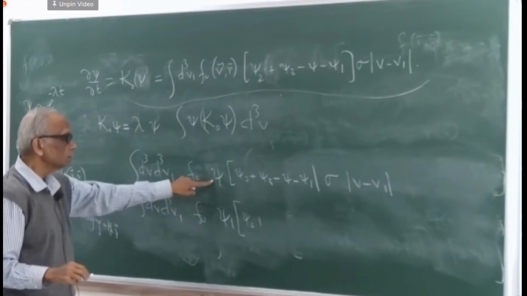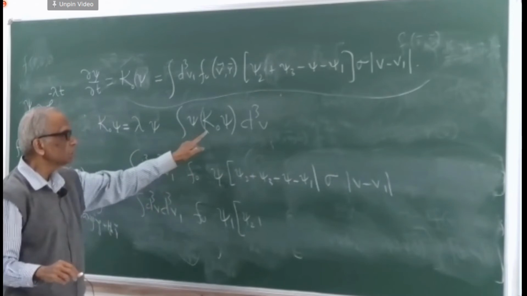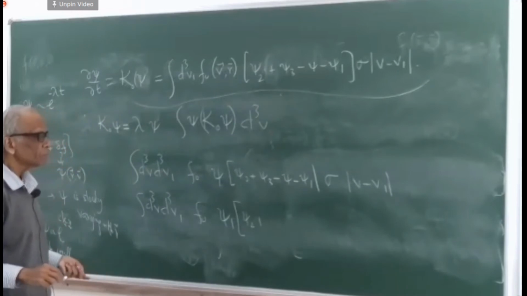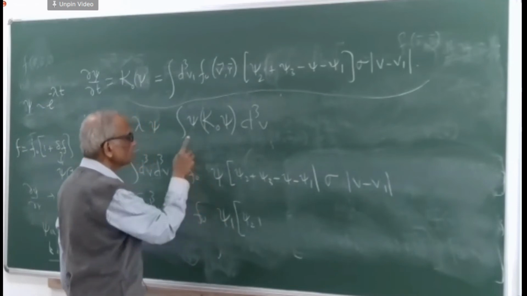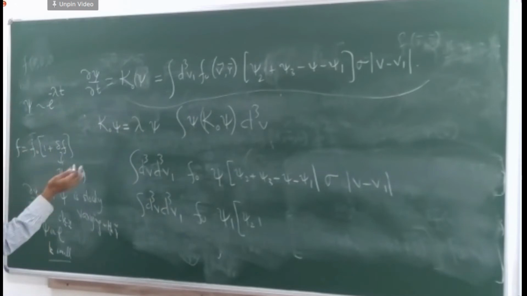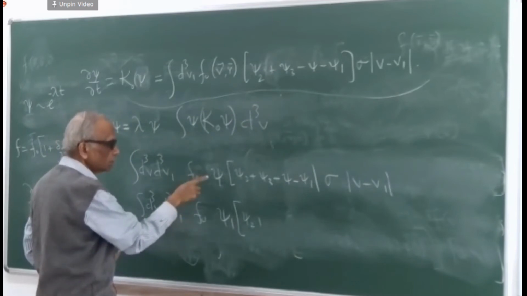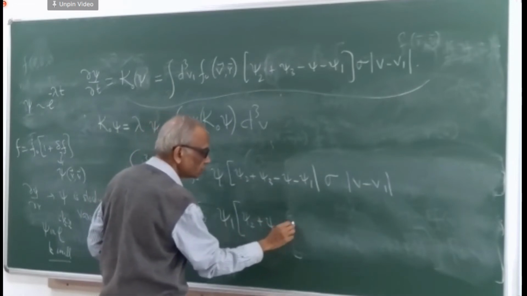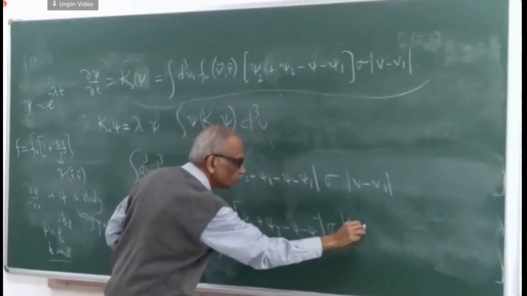Psi f0, this is psi, and then there is the set of these psis K0 psi. So this is now, I have interchanged psi and psi1. So psi has become psi1, and it is psi2 plus psi3 minus psi1 minus psi, and it is the same sigma v minus v1.